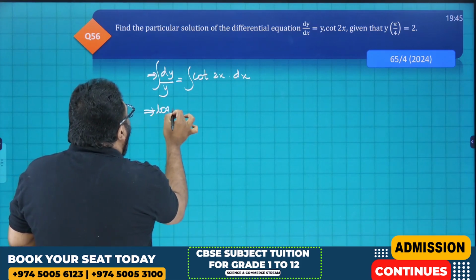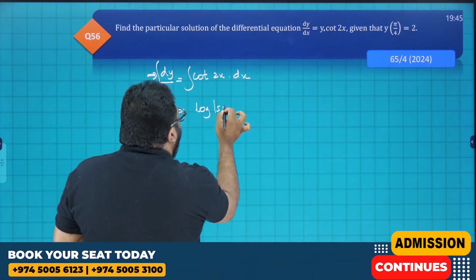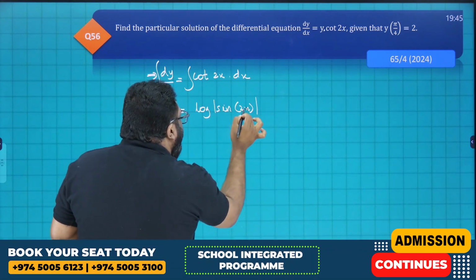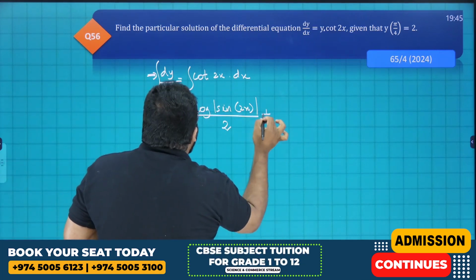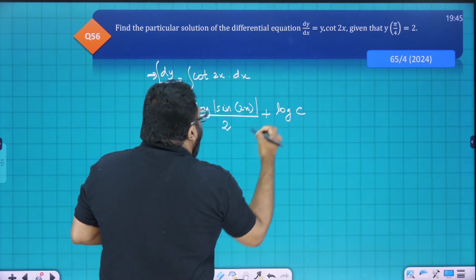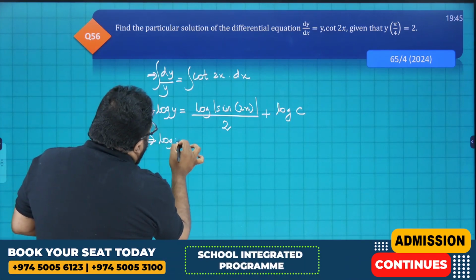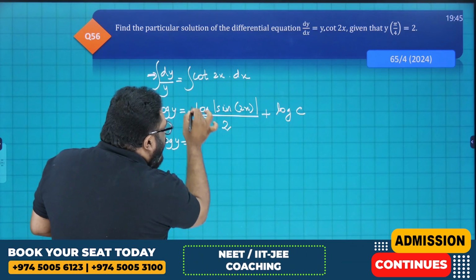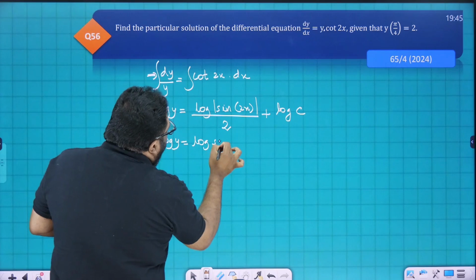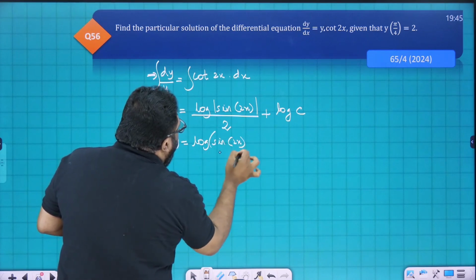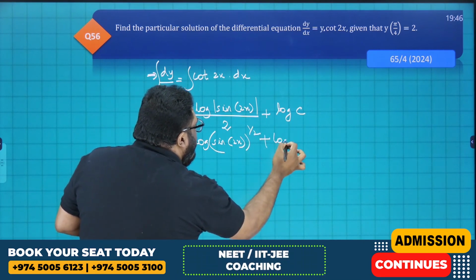That is equal to log y is equal to integral of cot x, log sine x. My dears, it's not x, it's 2x. So the derivative of 2x is 2, plus log c, because both sides are log. So log y is equal to half. The coefficient of log is half. So half goes as a power: log of sine 2x raised to half, plus log c.